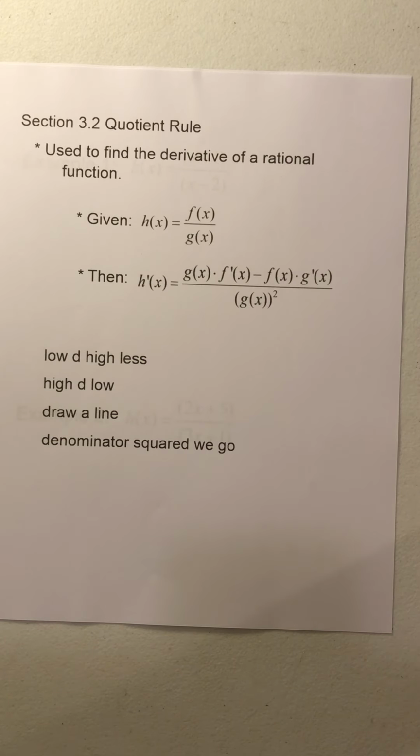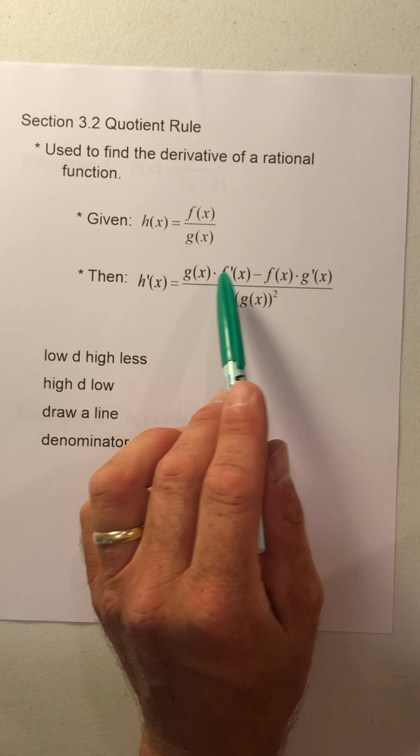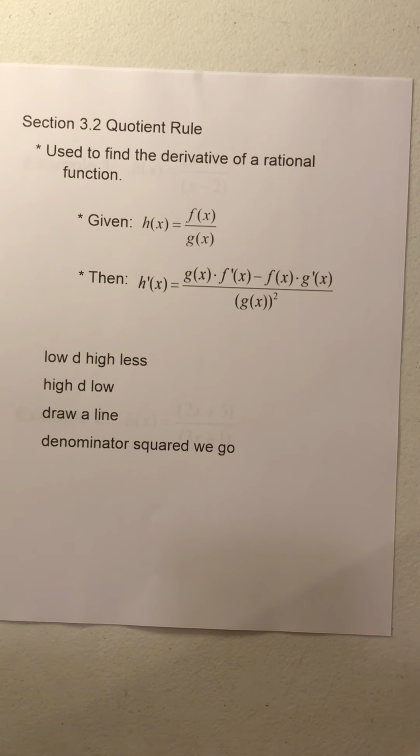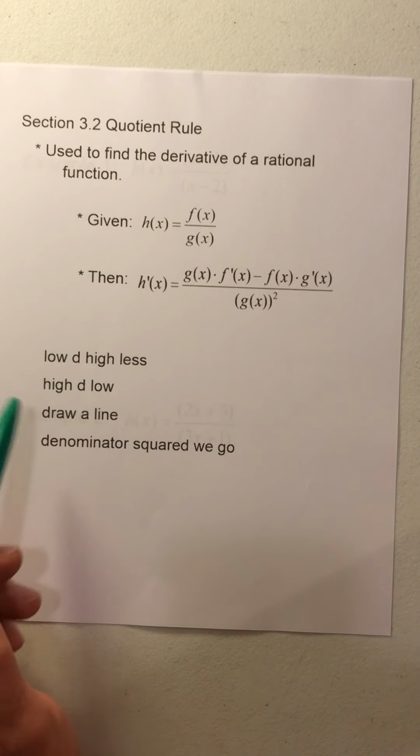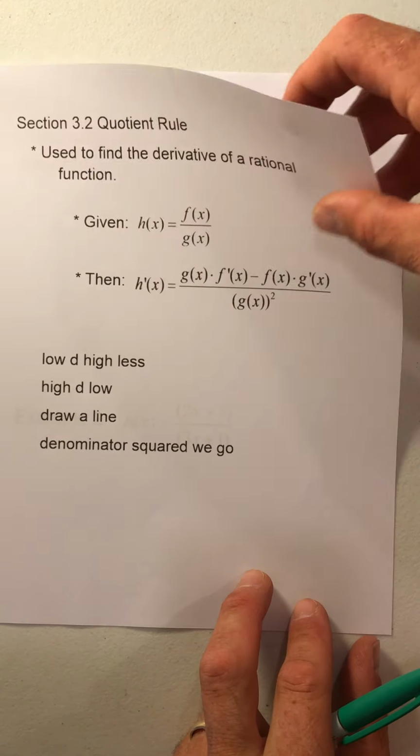So again, I like this. I use it as I find the derivative of many quotients. It's just something that has stuck in my head, and it's the way I do my derivatives when I do quotient rule. So it depends on how your mind works. Do you like rules? Can you remember g of x times f prime of x minus f of x times g prime of x all over g of x squared? Some of you probably can. Photographic memories. Others of you kind of like the jingle. Low d high, less high d low. Draw a line, denominator squared we go. That's the way I kind of like to think of it.